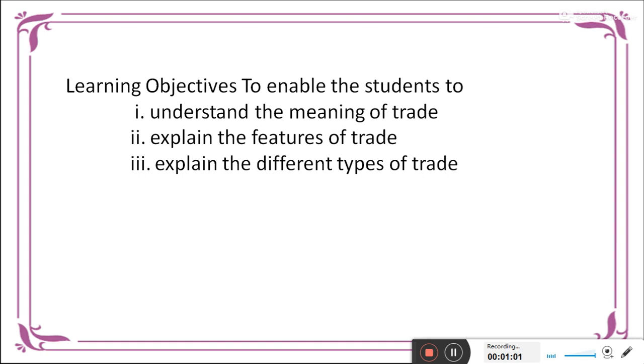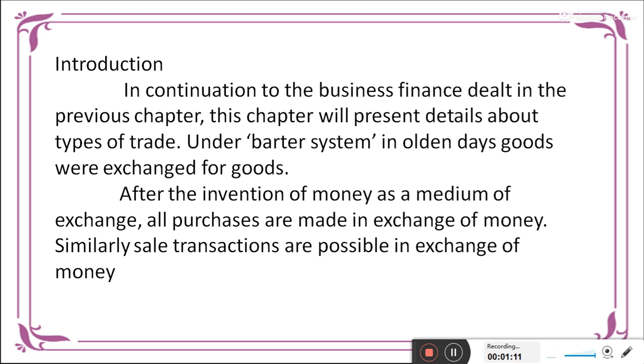In this lesson we are going to learn about the meaning of trade, features of trade and different types of trade. First of all, we see the introduction. It is in continuity with business finance dealt with in the previous chapter. This chapter will present details about the types of trade. Under the barter system in olden days, goods were exchanged for goods. After the invention of money as a medium of exchange, all purchases are made in exchange for money. Similarly, sale transactions are possible in exchange for money.